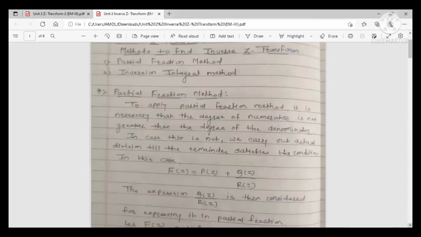Now see what the partial fraction method is. To apply the partial fraction method, it is necessary that the degree of the numerator is not greater than the degree of the denominator. This is the condition for the partial fraction. The necessary condition is that the degree of the numerator must be less than the degree of the denominator. If the degree of the numerator is greater than the degree of the denominator, then we carry out the actual division till the remainder satisfies the condition.